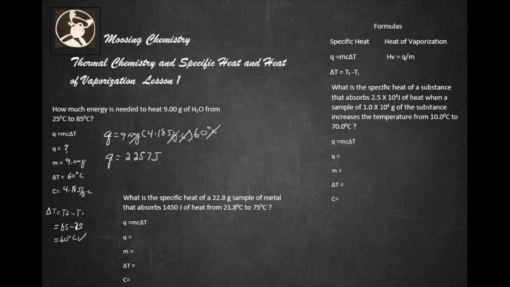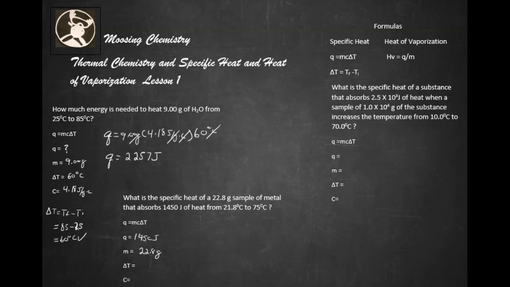Okay, so let's look at the next problem. The next problem says, what is the specific heat of a 22.8 gram sample of a metal that absorbs 1,450 joules of heat from 21.8 degrees Celsius to 75 degrees Celsius? Well, our Q value is going to be 1,450 joules. That's our Q value. Our sample has a mass of 22.8 grams.